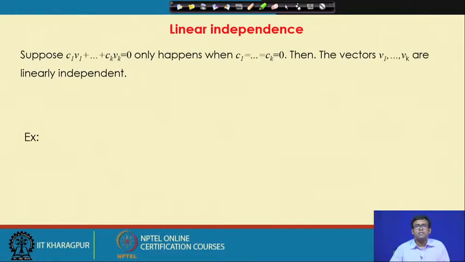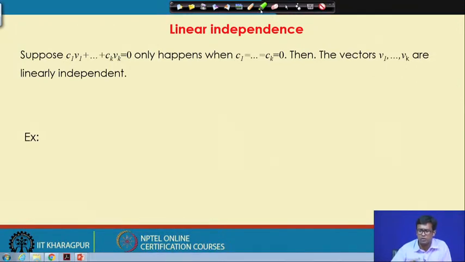Linear independence is given as follows. Suppose there are k vectors v1, v2 up to vk, and these vectors are added as a linear combination, each vector multiplied with a constant and then added. If this addition, c1 v1 plus c2 v2 plus up to ck vk, is 0, and this happens only when c1 equals c2 equals ck equals 0, all the coefficients multiplying the vectors being 0, then these vectors are called linearly independent.